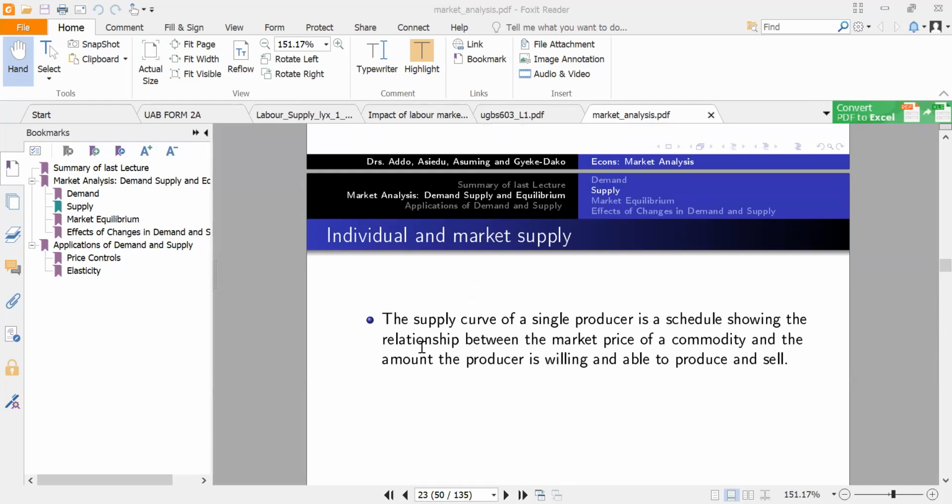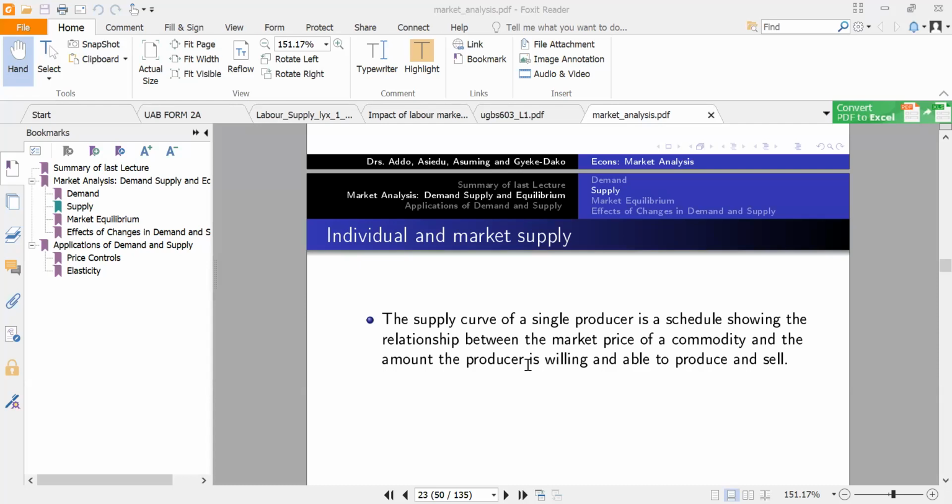Individual supply is the supply curve of a single producer, a schedule showing the relationship between the market price of a commodity and the amount the producer is willing and able to produce. So if the sachet water was 10 pesos, how many units are you willing and able to produce? If it's 20 pesos, how many? If it's 50 pesos, more people will produce sachet water. So firms like higher prices.